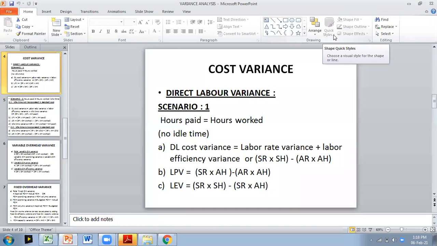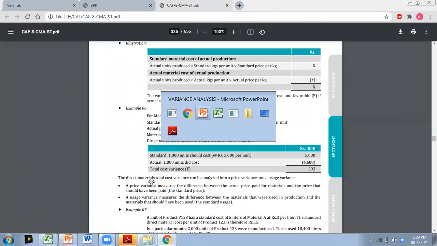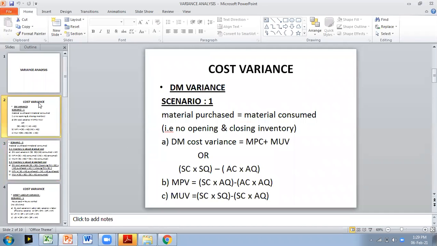So in the previous lecture, we have studied different types of variances, and I asked you to practice the direct material variances. So in direct material variances, today we are going to do their practical examples. And first, let me open a question for you, and we will do that question. So let me open the question. So here's the question. Let's revise what you had studied already.